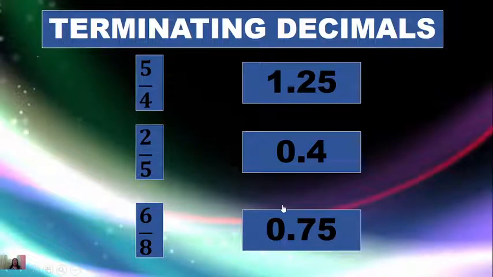Next, we have 2 over 5. 2 divided by 5 is 0. Okay? 2 minus 0 is 2. Bring down 0. 20 divided by 5 is 4. That's why we have 0.4.